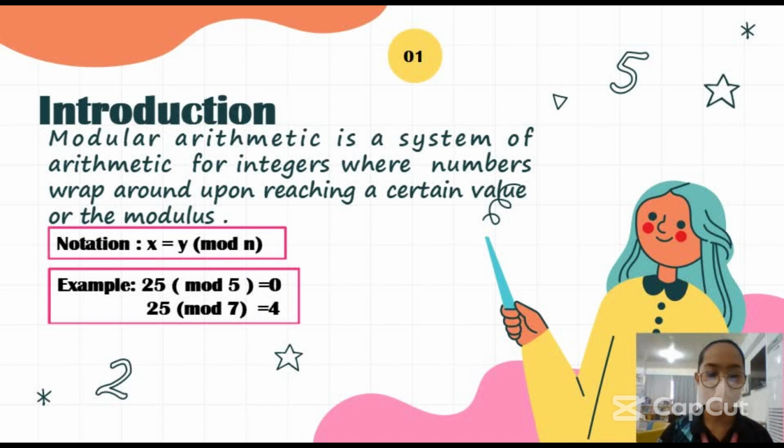So, diriya sa atong example, ang 25 nato is mao ang atong dividend, and ang 5 is our divisor. Then, ang 0 is ang remainder. So, wala siya remainder. Kay pag i-divide nimo ang 25 sa 5, kay wala siya remainder. Then, sa our second example, pag i-divide nimo ang 25 sa 7, kay 21 man dapat ang answer, then plus 4 is 25. So, mao na daraang sa modular arithmetic.